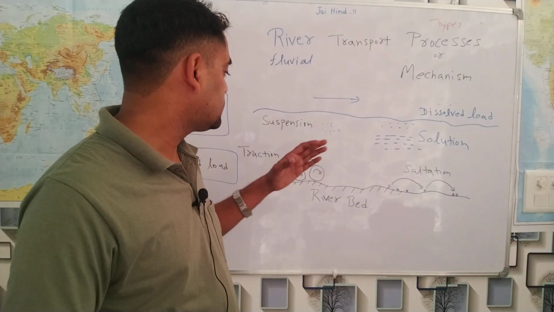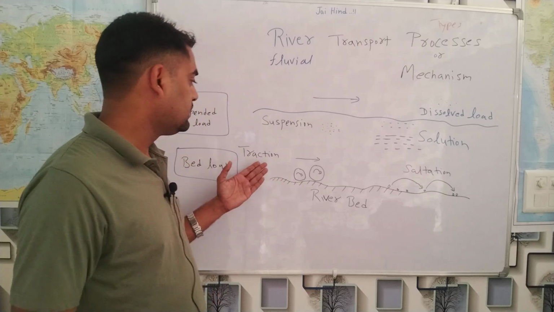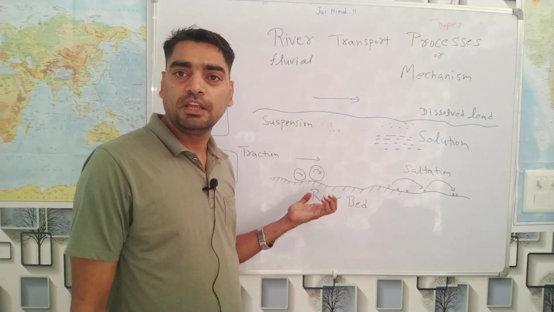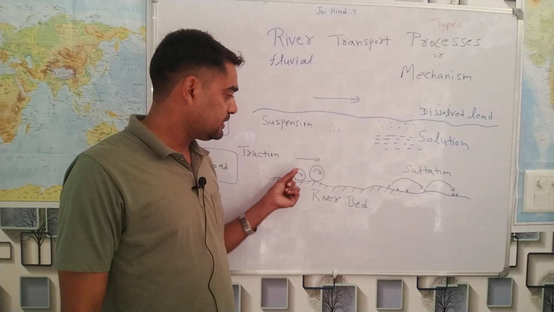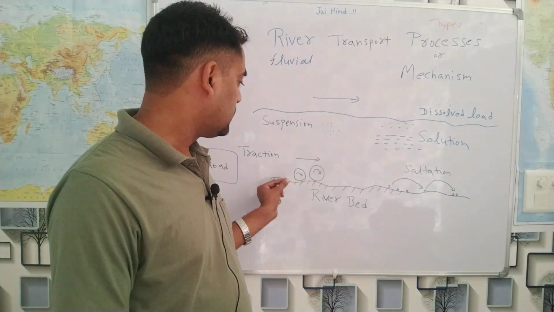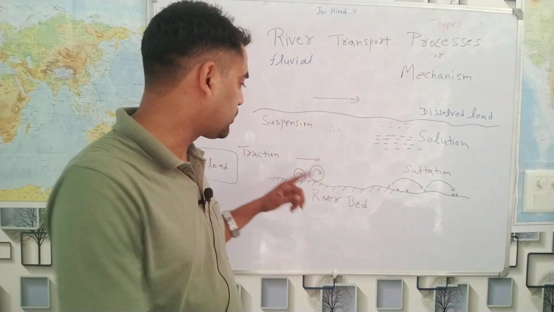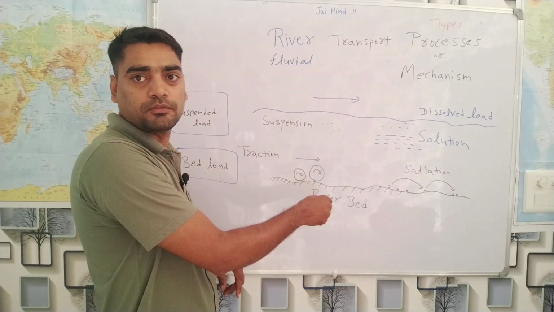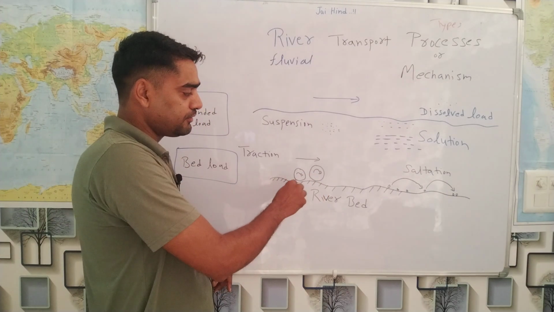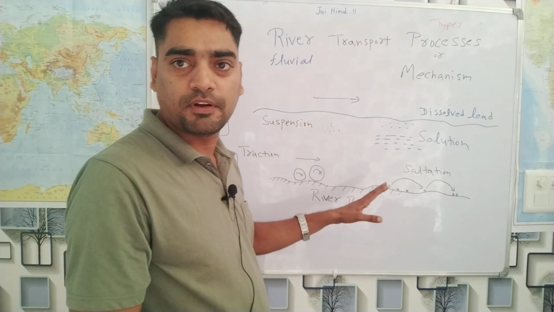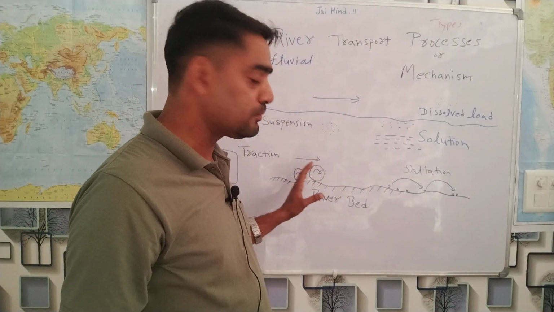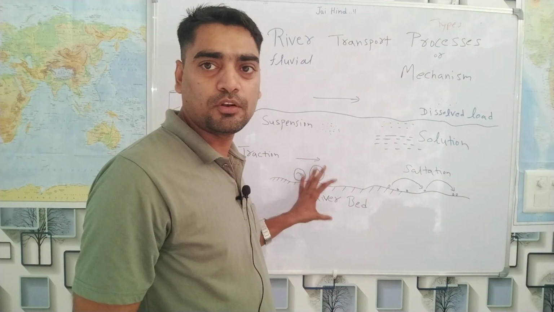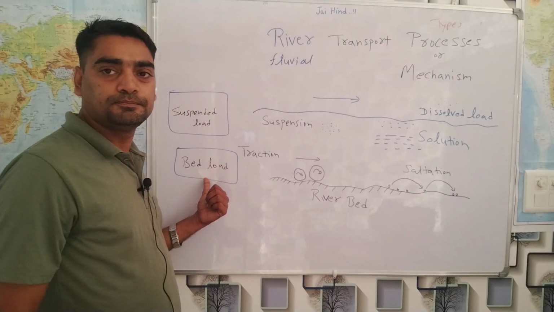So, the first we can see is traction. When the river load is heavy and on the river bed, it will get transported through traction, means by rolling or by contacting the river bed, it will be transported further away from this place. So, this is called traction. This is heavy river load, called bed load.